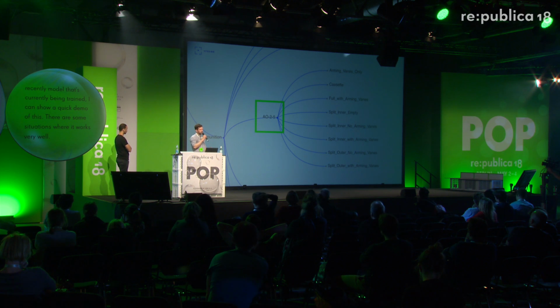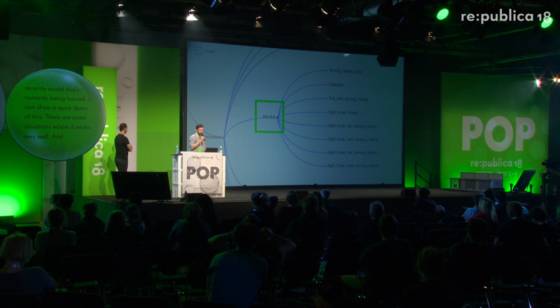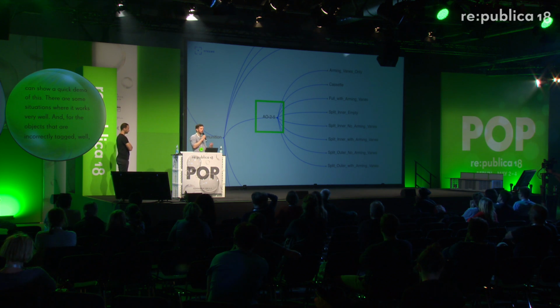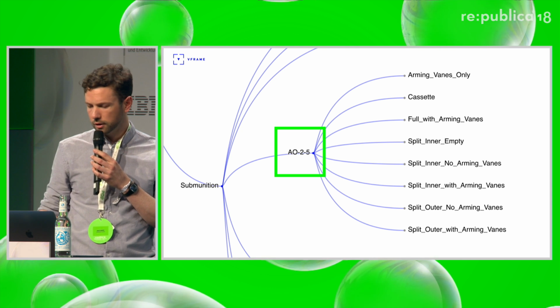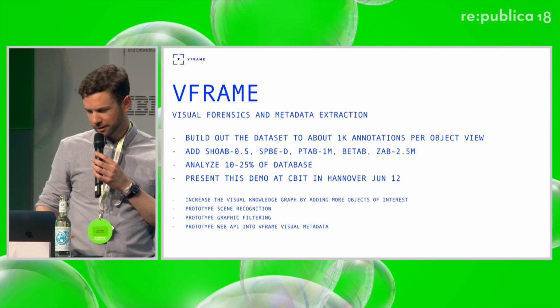And for the objects that are incorrectly tagged, well, what we're trying to do is create this hierarchical visual model of the way something appears. So if it has arming veins or if it does not, then we can still go one step back up the visual knowledge tree to the actual object. And that's what we want to detect. So the framework that we're using, more on the technical side, is called Darknet, and it has a great name called YOLO, the actual implementation of it. And this hierarchical model is called YOLO 9000, which is another great name.